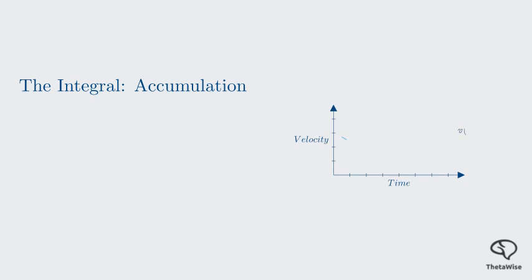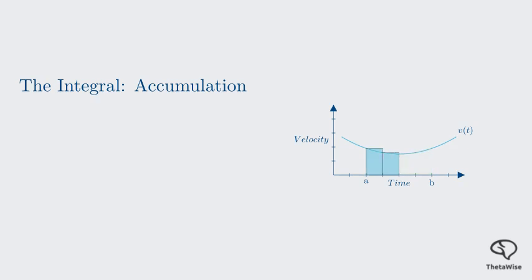Let's return to our car. If the graph of the car's velocity over time is a curve, how can we find the total distance it has traveled between, say, t equals a and t equals b? With algebra, we could only find the area of simple shapes like rectangles or triangles. But this area is curved.